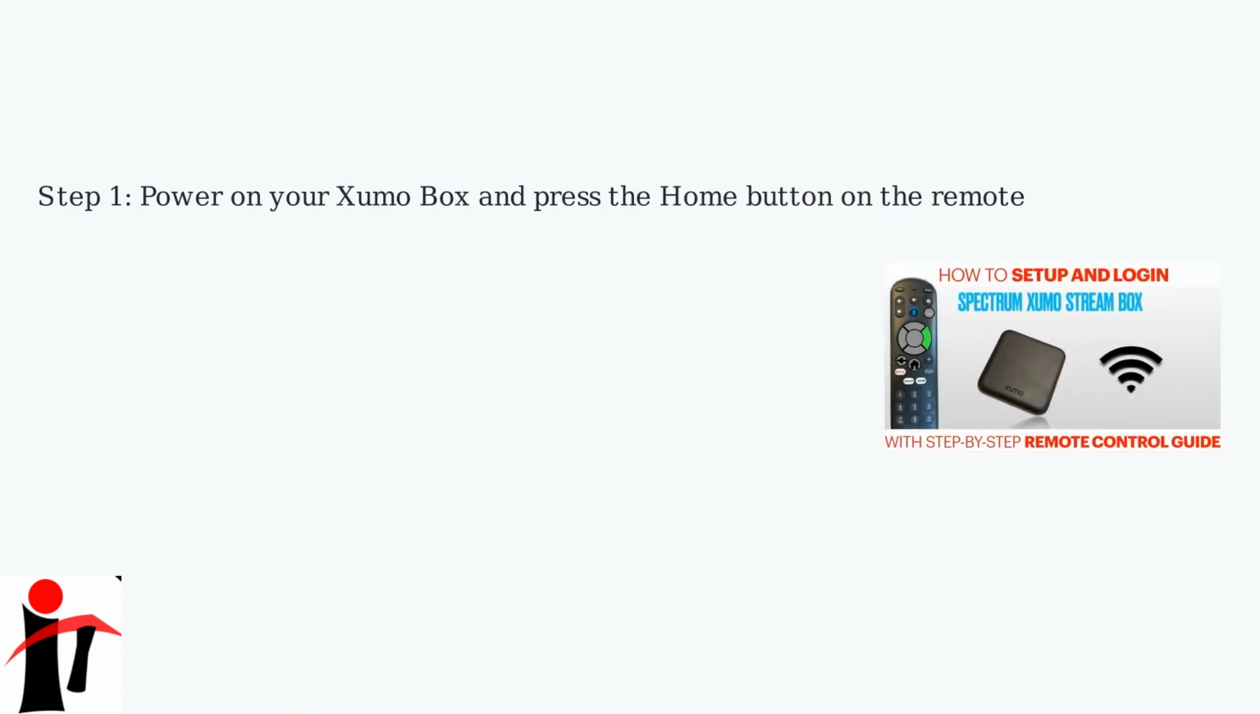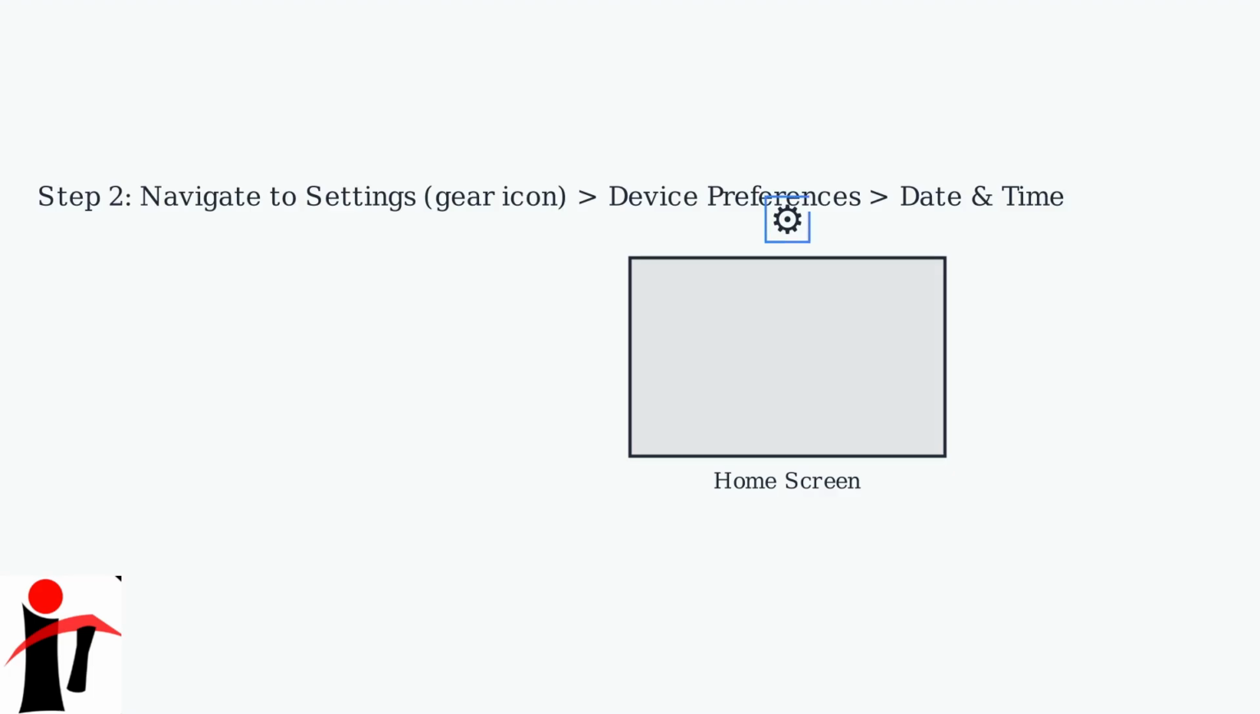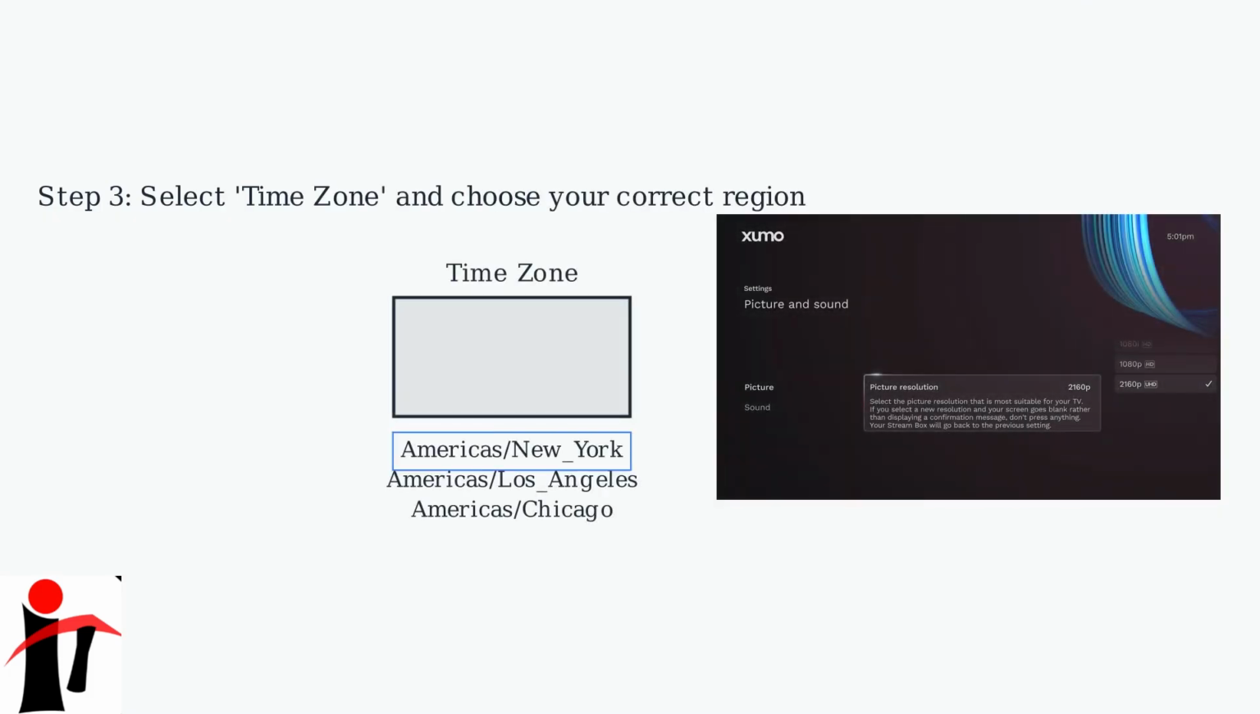First, power on your Xumo box and press the home button on the remote. Then navigate to Settings, which looks like a gear icon, then go to Device Preferences and Date and Time. Select Time Zone and choose your correct region from the list.